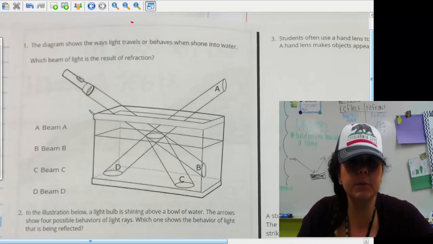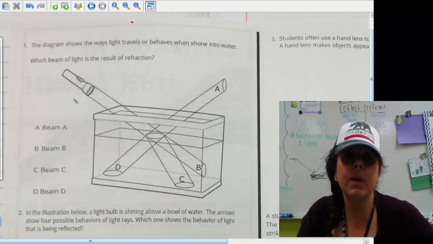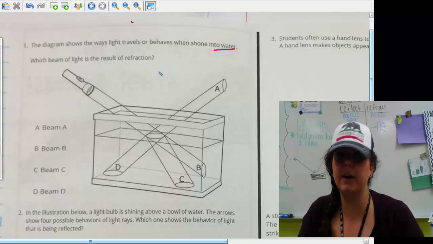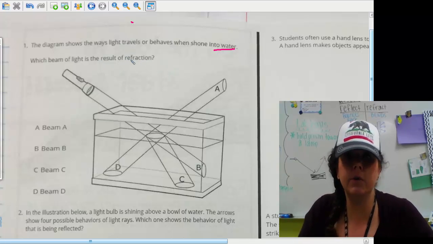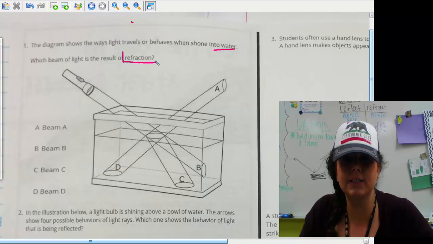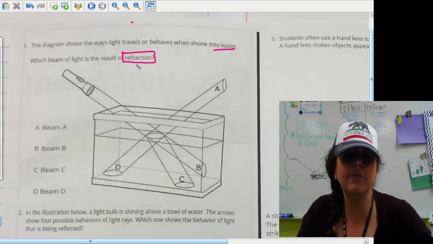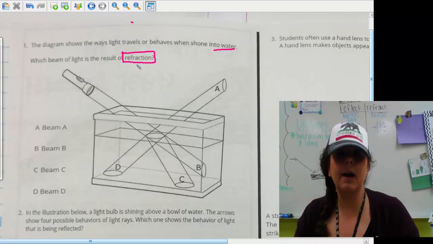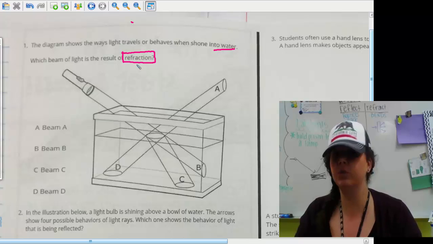All right, so question number 1 says, the diagram shows the ways light travels or behaves when shown into water. Which beam of light is the result of refraction? First thing we need to do is find that vocab word. What is our vocab word here? It is refraction. If you have highlighters, colored pencils, feel free to use different colors. If not, then just make sure you are doing the same thing I'm doing with your pencil.